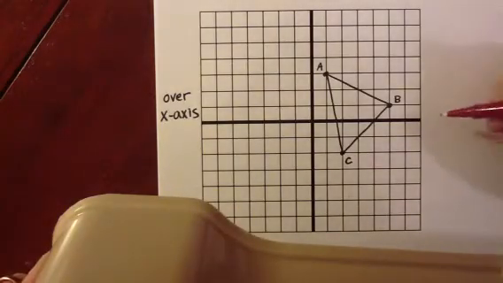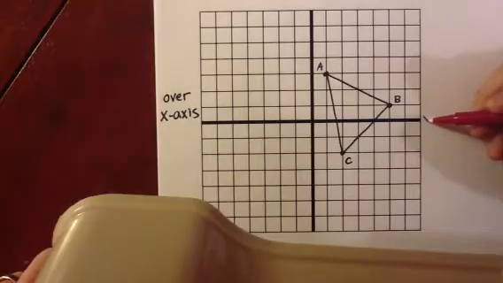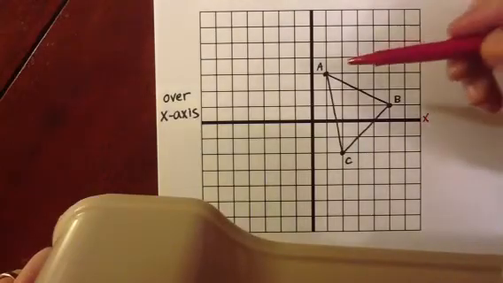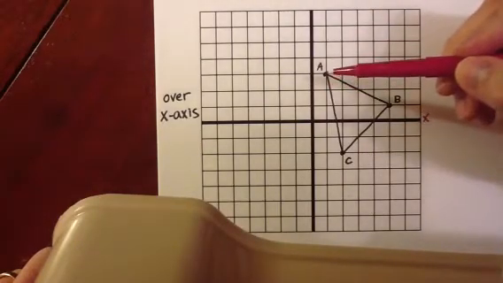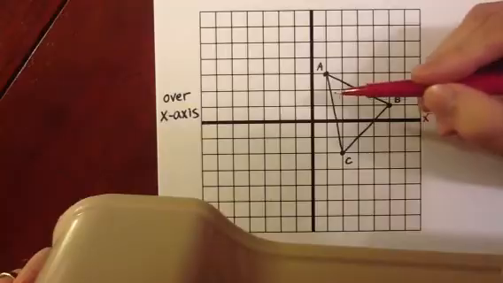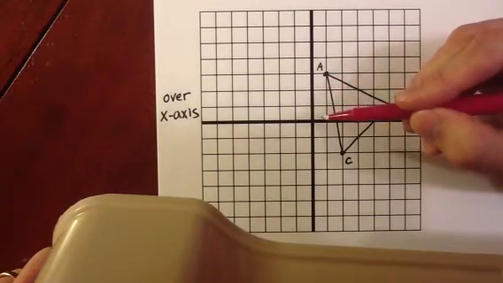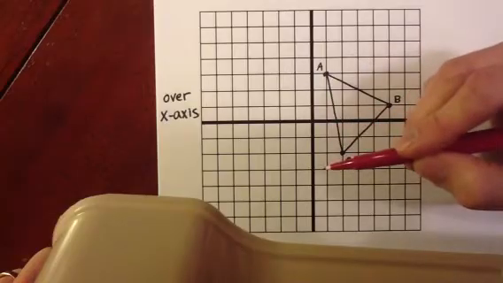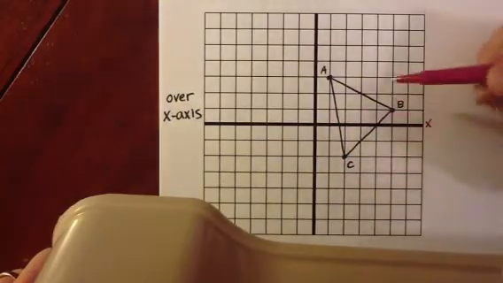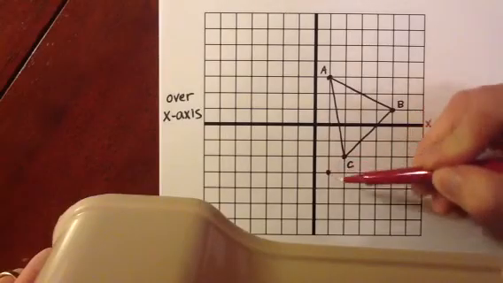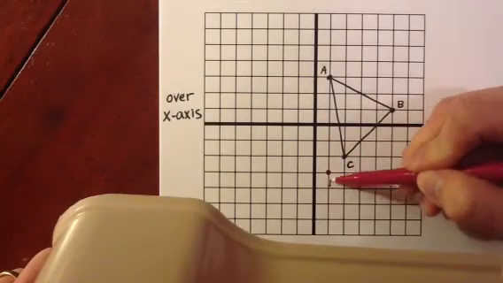Alright, we talked about the x-axis just a moment ago. That's this horizontal line right here, and this time we're going to reflect the triangle over the x-axis. The same idea is true here. Each of these points is going to reflect over the x-axis. So this point A that was 3 units above the x-axis is going to reflect straight down below the x-axis 3 units. So it was 3 units above, now it's 3 units below, and we call that point A prime.